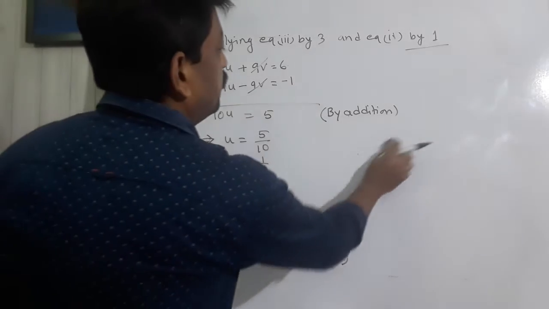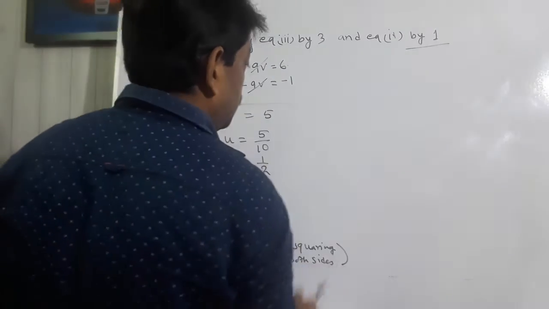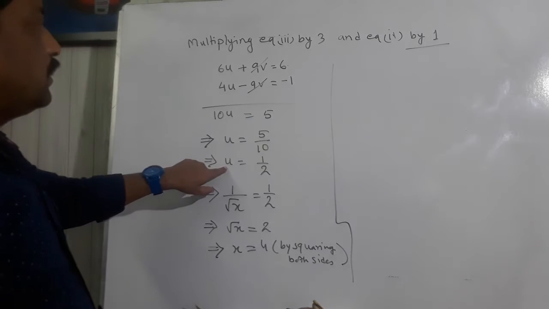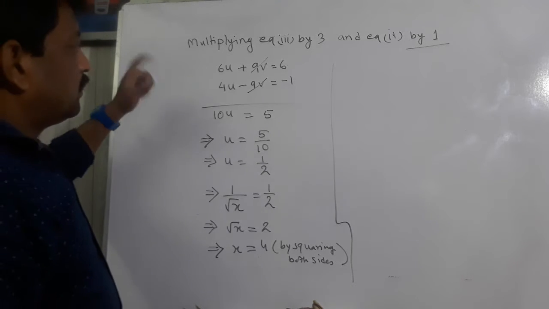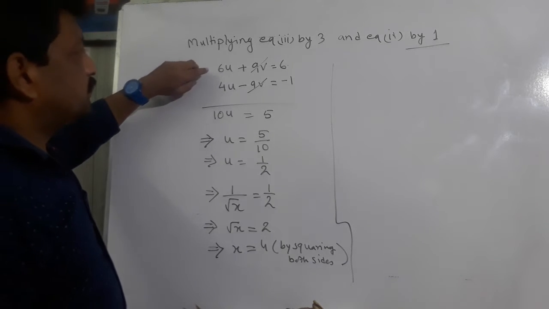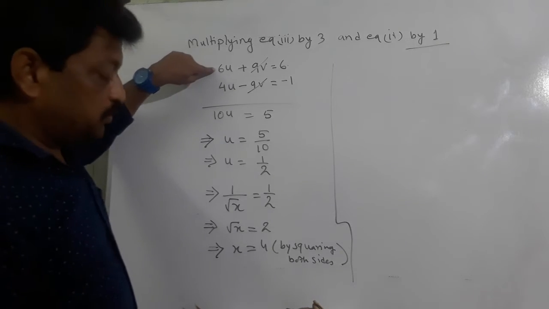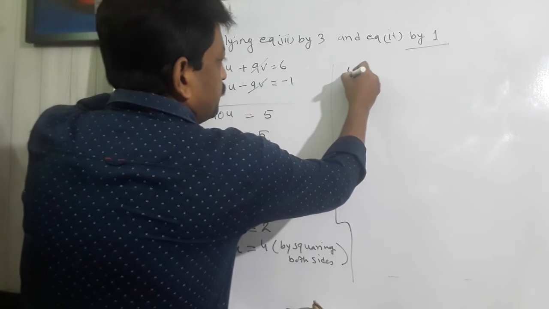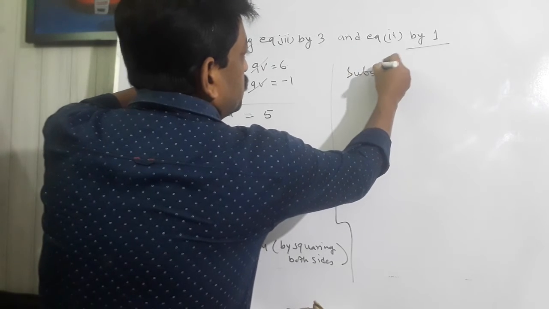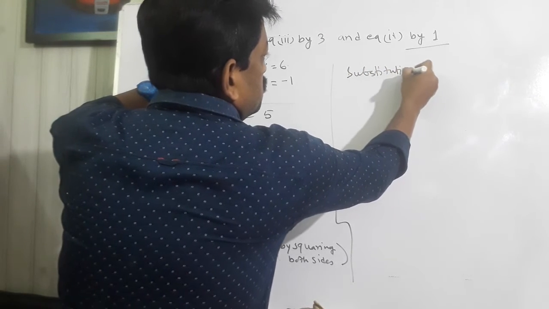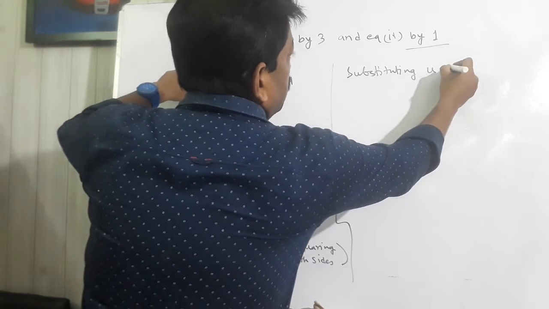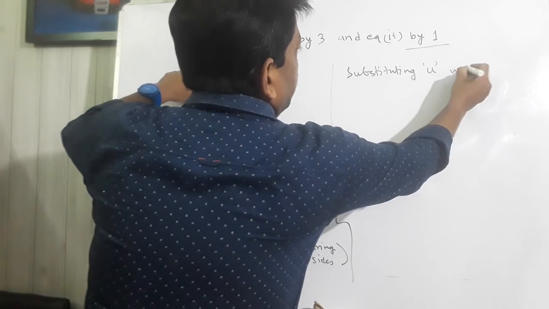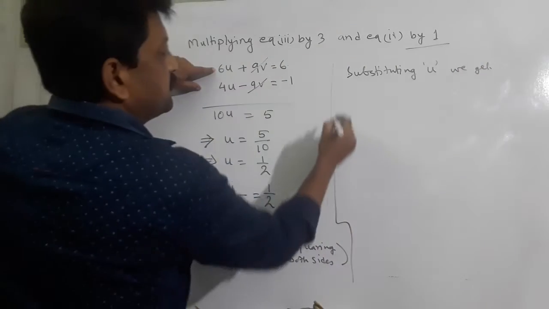Now we have to find the value of y. Let us replace the value of u in any one of the equations. Let me replace the value of u here. So substituting u, we get here 6u.